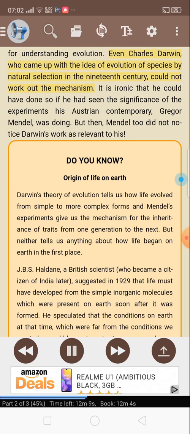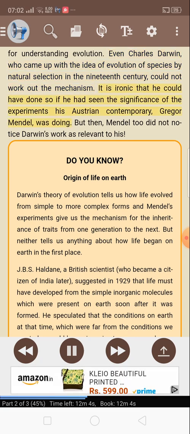Even Charles Darwin, who came up with the idea of evolution of species by natural selection in the 19th century, could not work out the mechanism. It is ironic that he could have done so if he had seen the significance of the experiments his Austrian contemporary, Gregor Mendel, was doing.